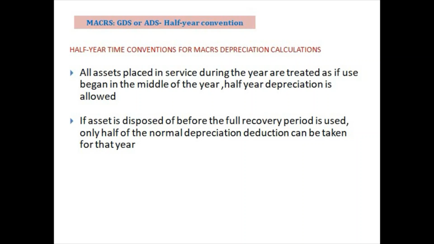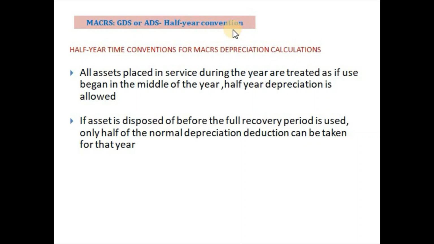Now, there is an important point to know: with respect to the GDS and ADS system, there is the half-year convention. Okay, what do you mean by that? This means that if you dispose an asset, let's say you have an asset that has a recovery period of 5 years. Okay, so it should live for 5 years, but we have an extra rate, so we have 6 rates for this asset. Okay, what if you decided to dispose it before the end of its useful life?